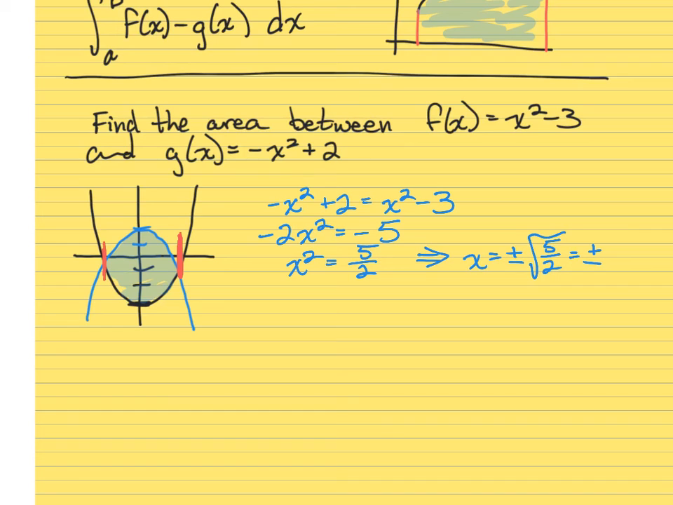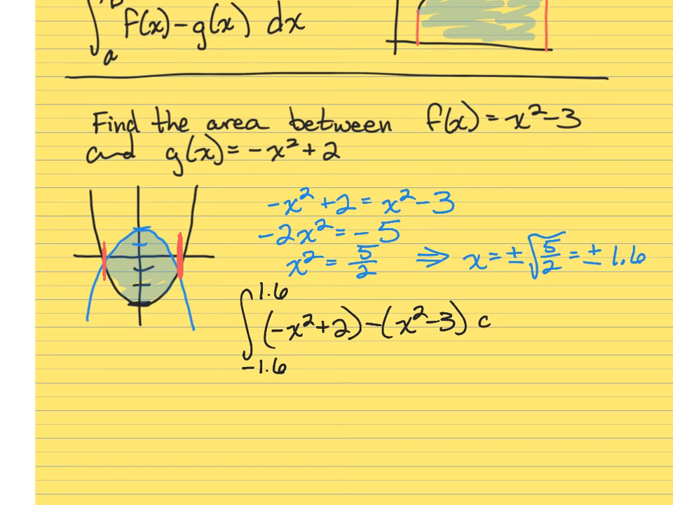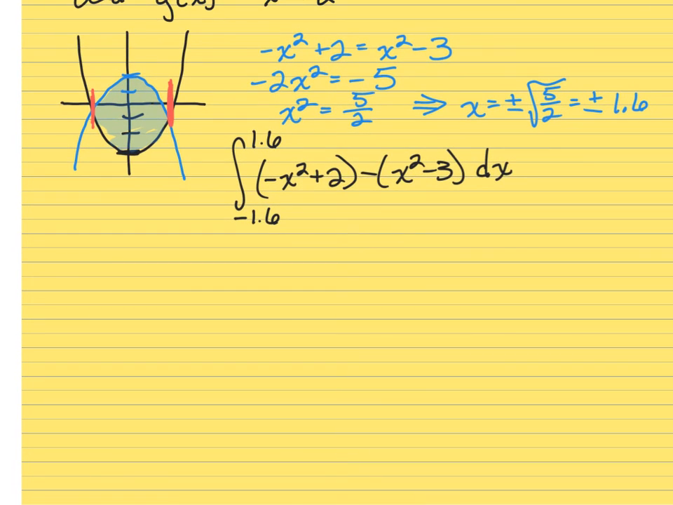Let's fill that in our calculator. We'll just call it 1.6. It's actually 1.58. But that's important because you need that information to figure out your limits. So we're going to integrate from negative 1.6 to 1.6, and we're going to do the top function, which is, again, this is why we rely on the graph so that we can clearly identify top minus bottom. And notice how I'm putting this second function in parentheses so that the signs all work out.